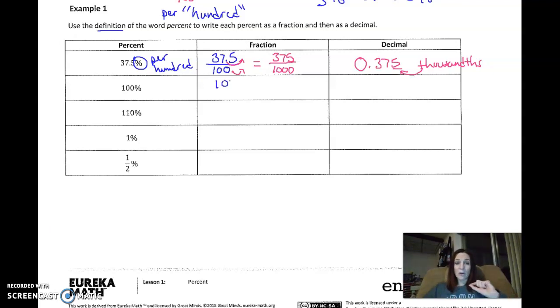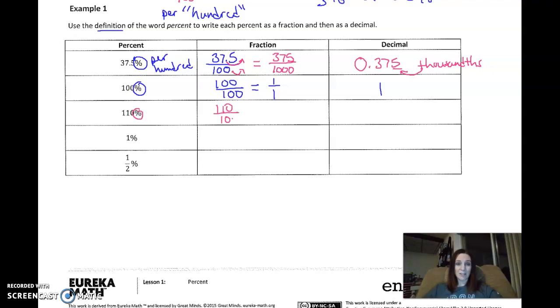100%. 100 per 100. Percent means per 100. So, well, what's 100 divided by 100? 1 over 1. So as a fraction, you can write it's just 1 over 1 if you wanted to. You should reduce these. I'm not going to put the focus on that right now because I just want to make sure we're getting it into the correct fraction, and then later we'll worry about reducing. Well, as a decimal, what's 1 divided by 1? 1.